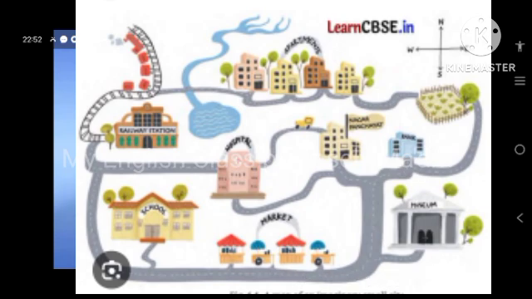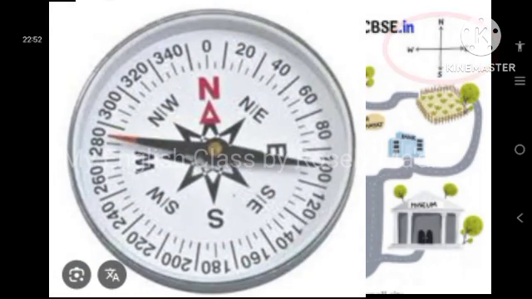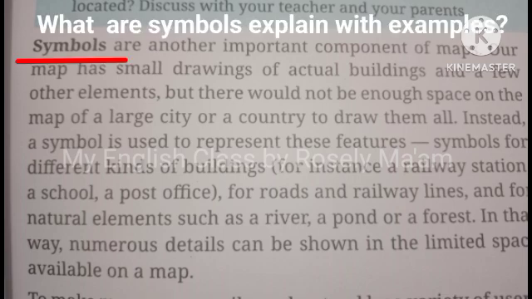Then students, let us return to the four arrows at the top on the right side of the map. They point to the four directions. The north is always on the top, and accordingly it is easy for us to understand the other directions. These directions are also called cardinal directions or cardinal points. And last is the symbol.